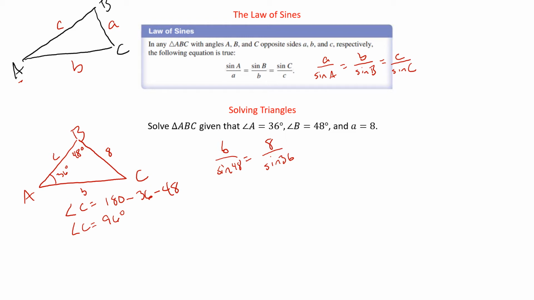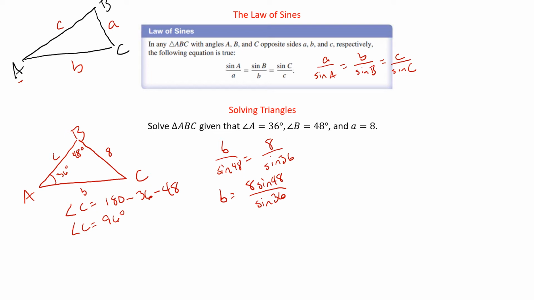So B divided by sine 48 equals 8 divided by sine 36. Sine of 48 degrees is just a number. We can multiply by that. So B will equal 8 times sine of 48 degrees over sine of 36 degrees. So first thing you want to make sure of is that your calculator is in degree mode, not radian mode. That's one of the biggest mistakes in doing these problems, is you just have your calculator in the wrong mode.